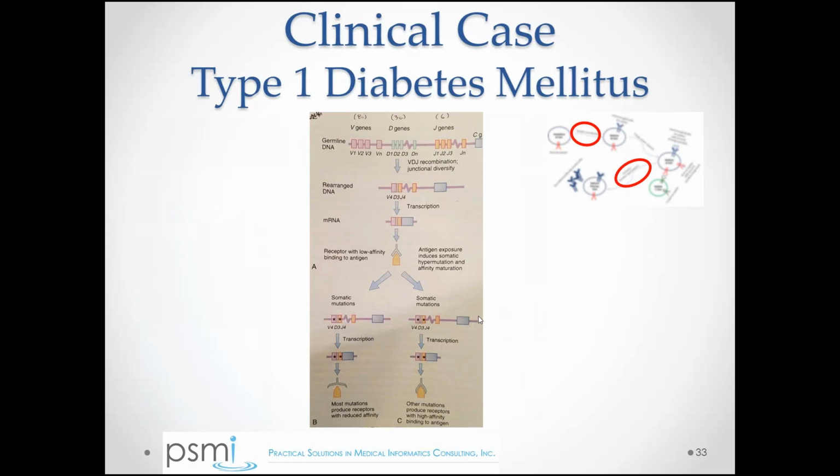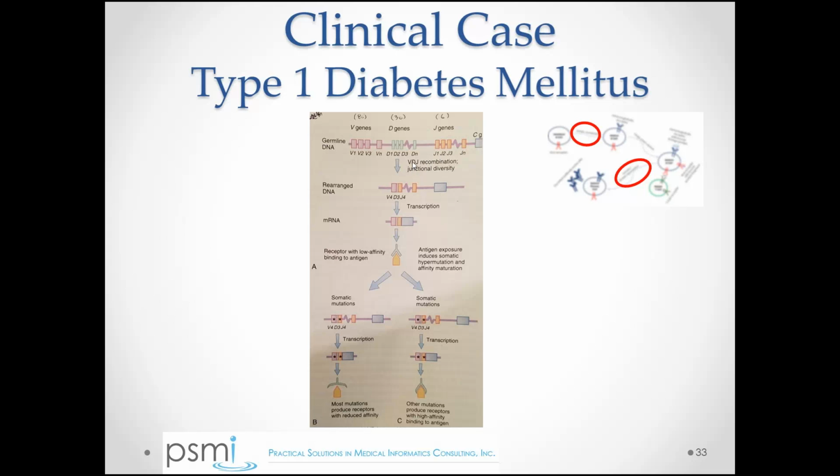And let's take a look at how this works. First, we have the immature B cell going through a process of somatic recombination to form the immunoglobulin receptor. If we look here, we see that on the chromosome, we have multiple V genes, somewhere around 80 V genes. We have multiple D genes, diversity genes, somewhere around 30. We have 6 or so J genes, or the joining genes.